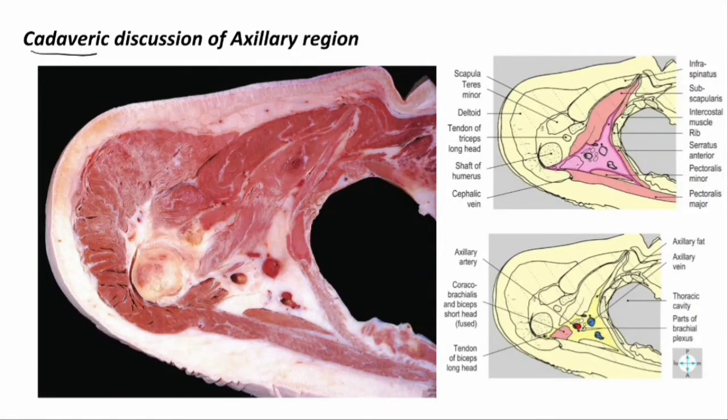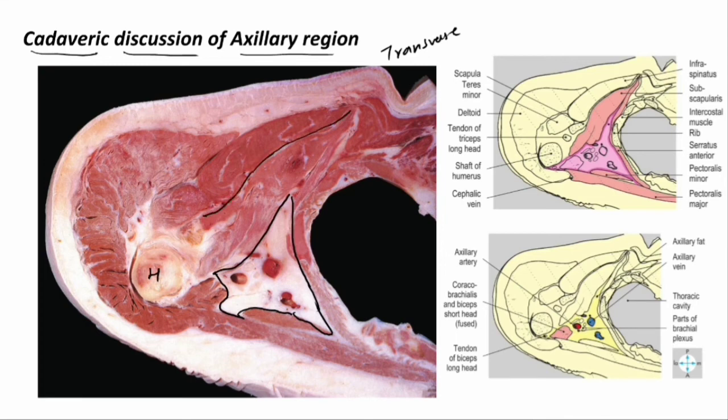Now let's have the cadaveric discussion on the axillary region. This is the transverse section of axilla, and here is our axillary region cavity, and others are the muscles and bones surrounding it. And here you can see our humerus, and this is scapula. This will be the medial side, and this will be the lateral side. This is posterior side, and this is anterior side.